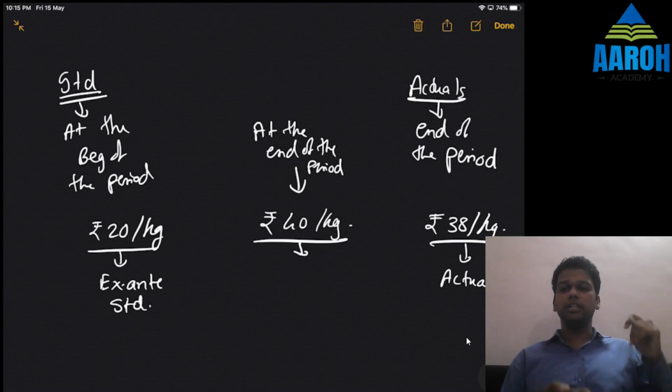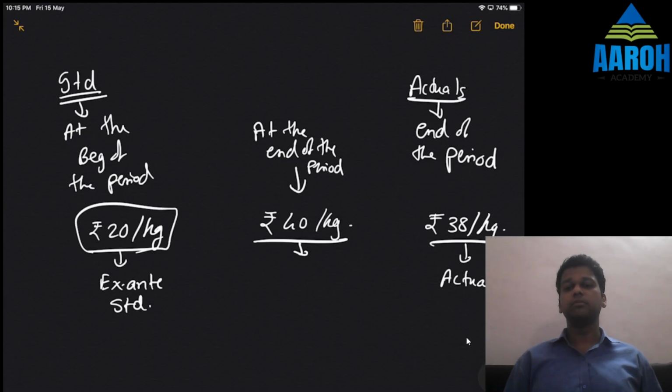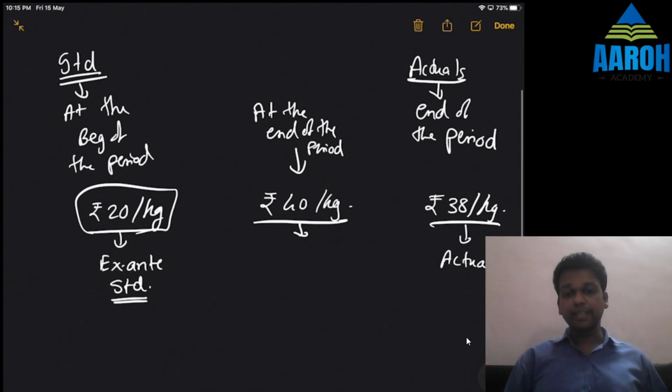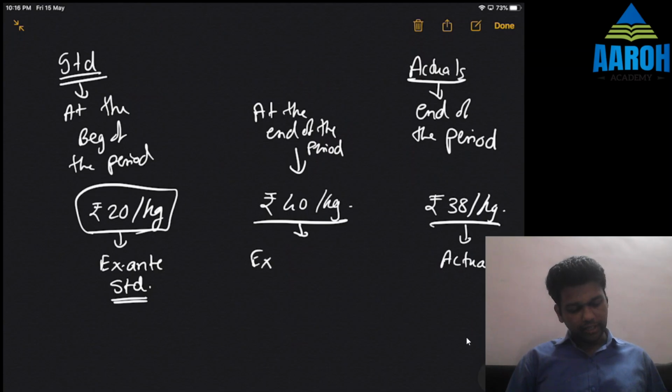At the beginning of the month, we thought 20 rupees per kg would be the price. But during the month, because of some events, price went up to 40 rupees per kg. And still we purchased at 38. Now at the end of the month, we'll think if we had purchased properly, at what price could we have purchased? Okay, what was the best possible price, which was 40, because 20 was not possible. So we'll try to revise this ex ante standard, which is called ex post standard.